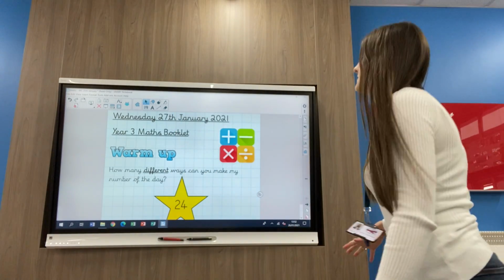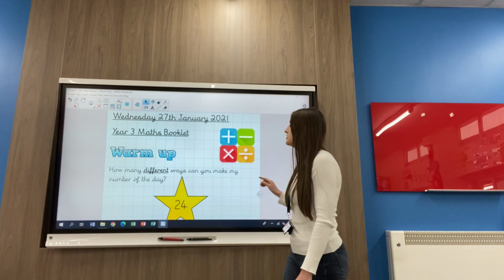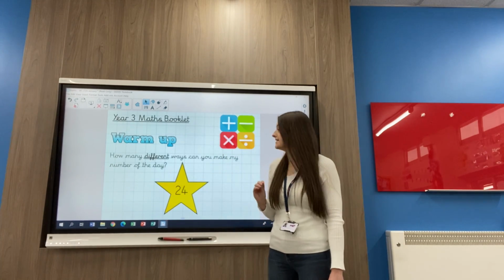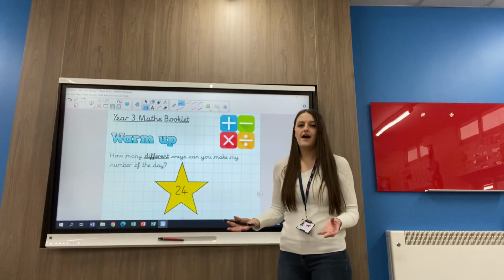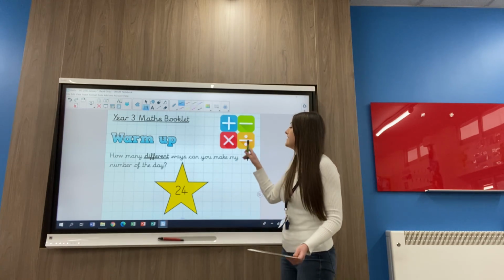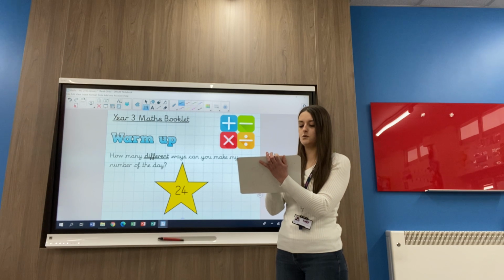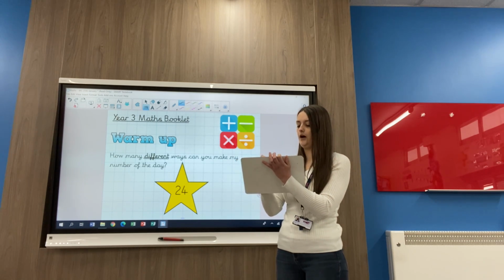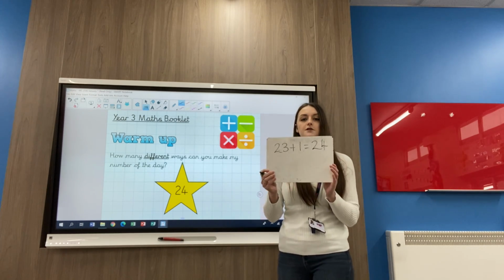In our warm-up today, I want to know how many different ways you can make my number of the day. My number of the day is 24. There are lots of different ways that we could make 24 using our 4 operations. You might have a really simple one, like 23 add 1 equals 24. So that's one way. I've used an addition.